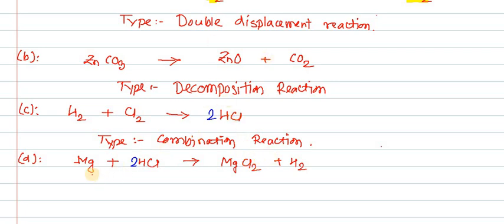Now you see here magnesium has replaced hydrogen in its chloride. Therefore, we call such type of reaction a displacement reaction, because magnesium has displaced hydrogen. Because magnesium has replaced hydrogen from its chloride, we call this type of reaction a displacement reaction.